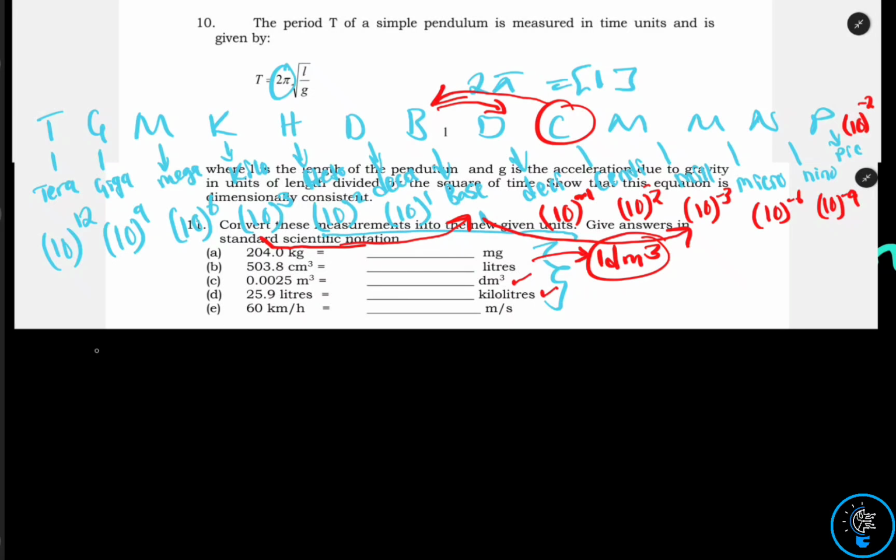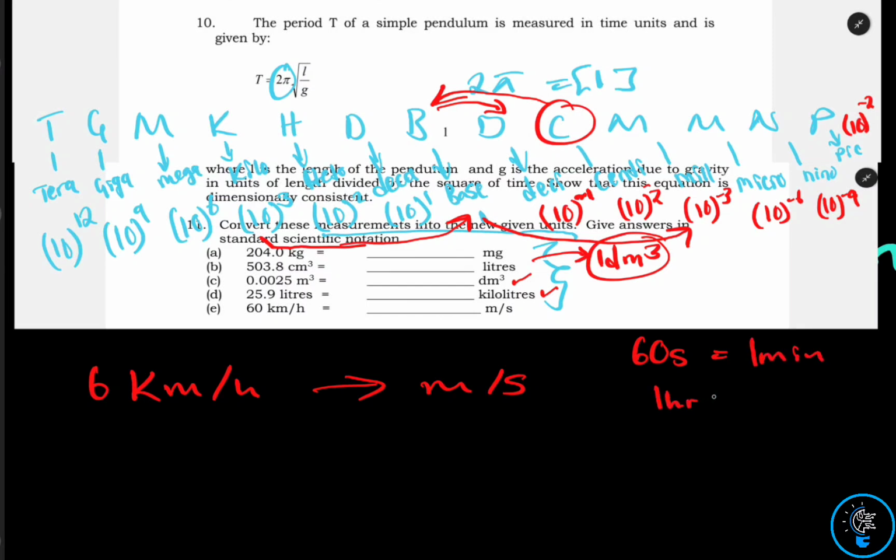It's straightforward. Let's do the last question, which is 60 kilometers per hour into meters per second. We know first that in 60 seconds, we have 1 minute. And in 1 hour, we have 60 minutes. Take note of that. So now let's do the conversion. We're given 60 kilometers per hour. So we can write it this way. This one can be converted as follows. So we need to convert it into meters per second.